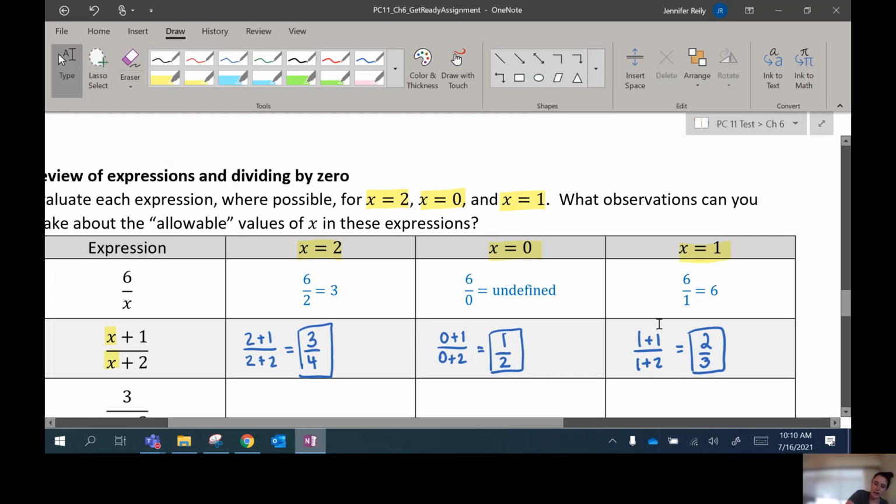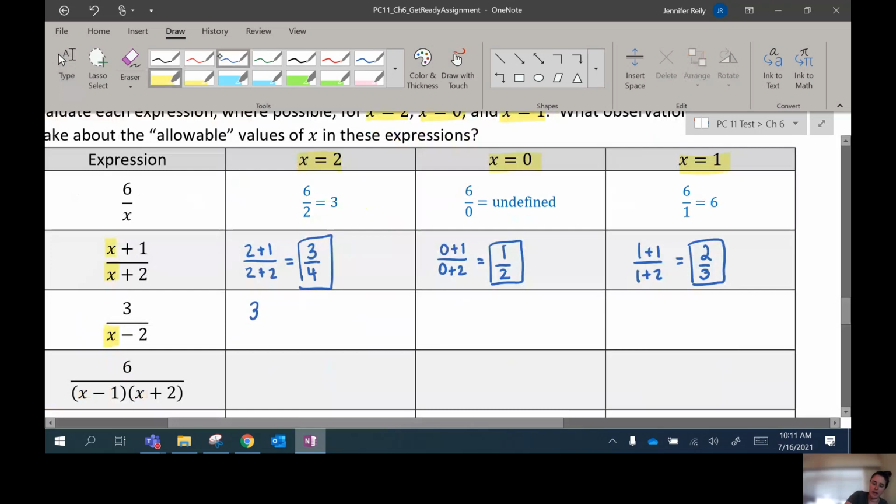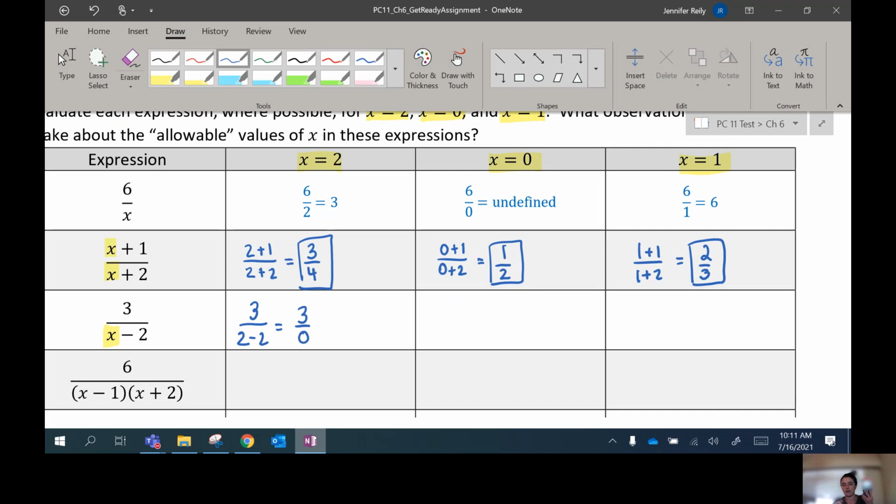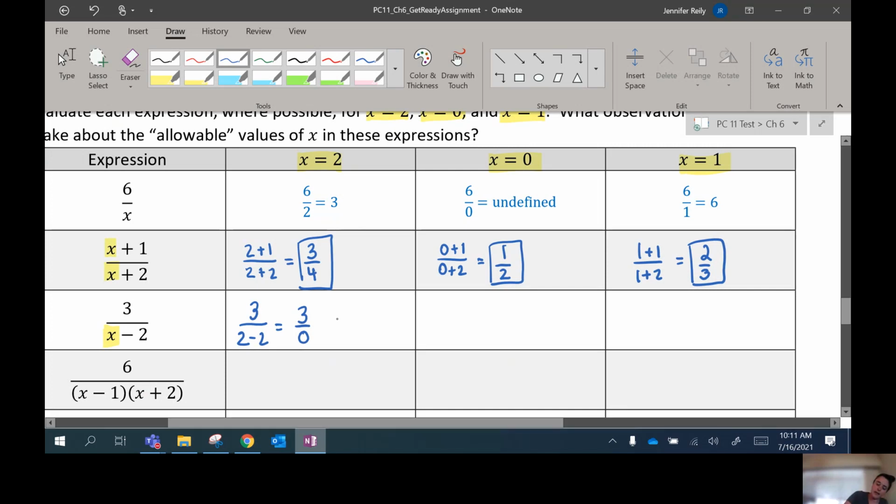Let's go here. So 3, and we're going to plug in the value wherever the x is. So if x equals 2, I'll have 2 minus 2. So this would be 3 divided by 0. Now, you can have 0 in the numerator, that's fine, but you cannot divide by 0. If you take your calculator and try and do it, it'll give you an error. So we say that this is undefined. There is no value for 3 over 0.